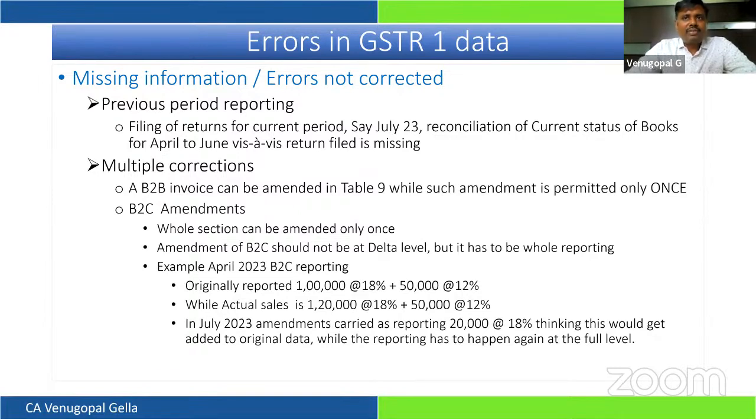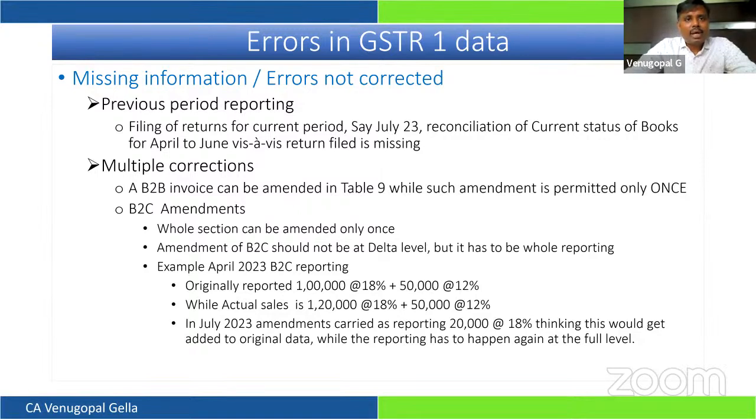For example, the one you are seeing here on the screen, in April 23, the original sales reported is 1 lakh at 18%, 50,000 at 12%. While the actual number is 1 lakh 20 at 18% and 50,000 at 12%. You might be thinking that, oh, I've already reported 1 lakh, I'll only report the differential 20,000 now. No, you are overwriting the original values. You are saying that, hey, look, I made an error in the previous reporting. I want to correct it. So you got to report the full values, whatever you want to pay taxes on. This is again one mistake that happens.